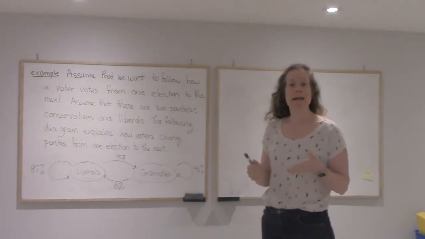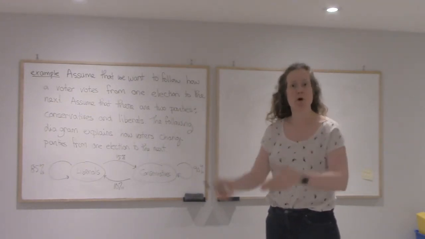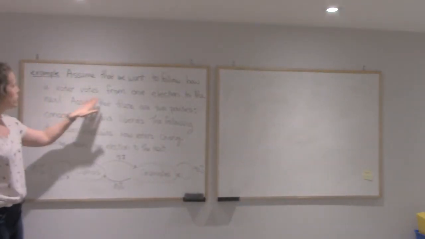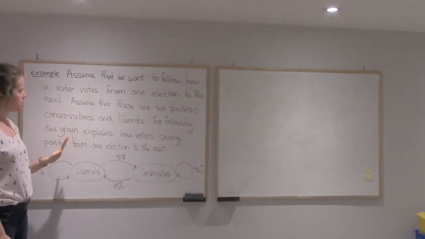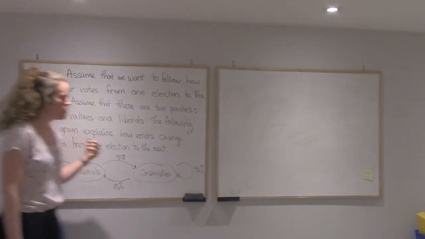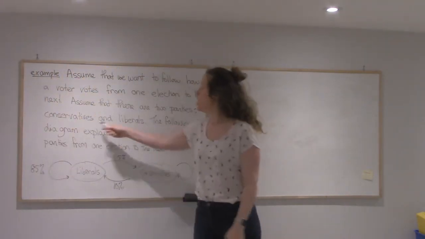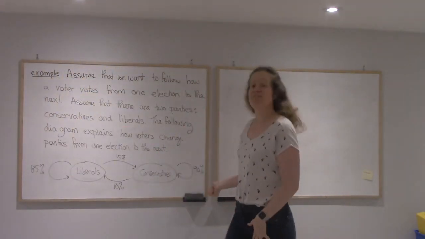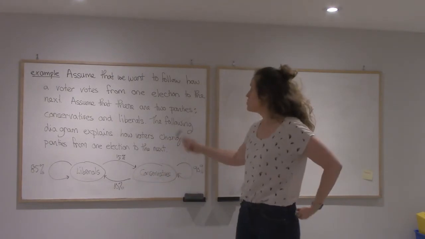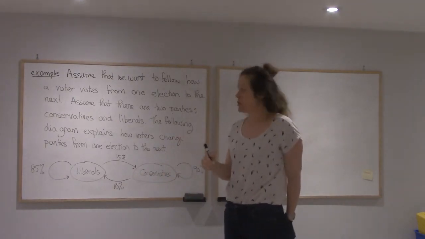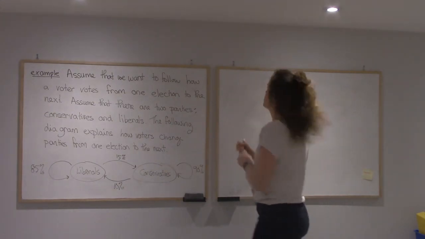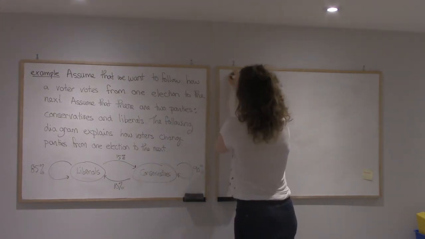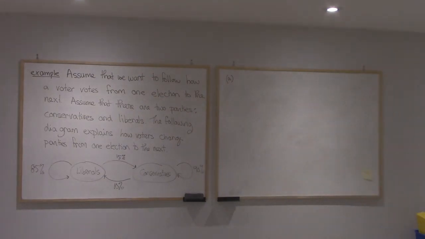I'm going to look at how voters change party from one election to the next. So I'm going to assume we want to follow how a voter votes from one election to the next. Assume that there are two parties, just to simplify things, since this is our first example. You could either vote Conservative or Liberal. I have a diagram here that we assume explains how a voter changes from one election to the next. So just to make sure the diagram is clear, let's start with an example that's just about reading it.